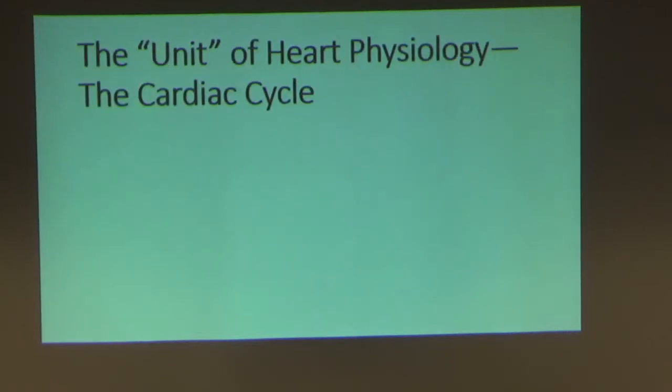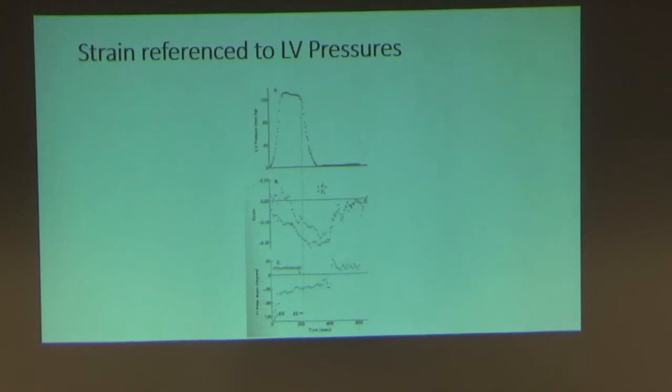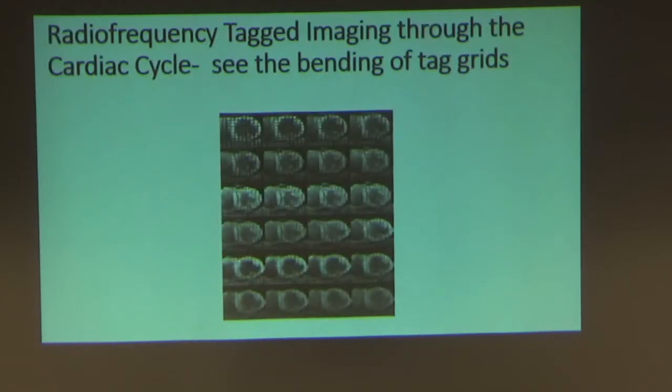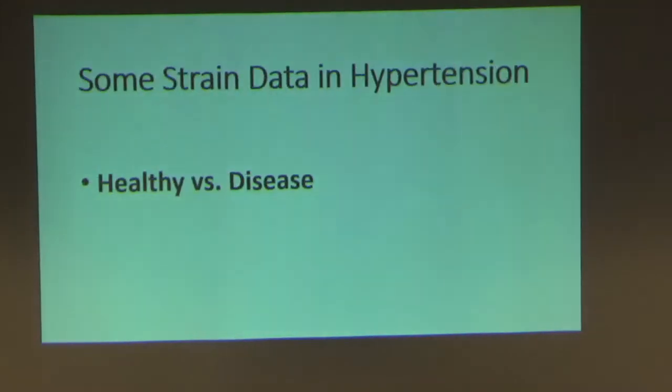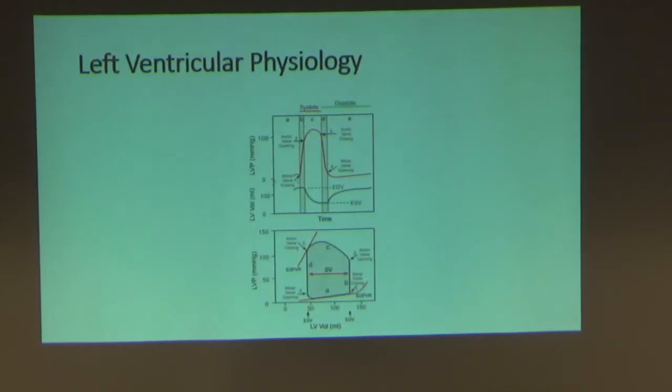Okay. All right. So now, because we're talking about the heart and we're talking about function, I'm going to ground what we're talking about in terms of heart physiology. And so when you talk about heart physiology, what this depicts on the top are pressure versus time loops, and that corresponds to ventricular volume changes.